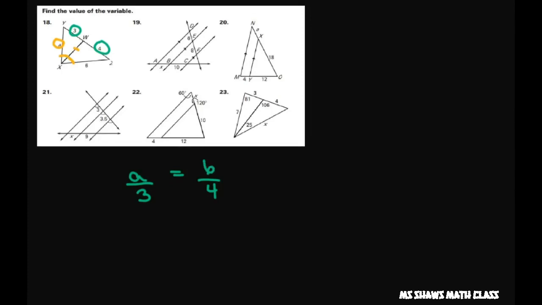So you cross multiply and you're going to get A equals 18 divided by 4. If you simplify that, that's going to be 4 and 2/4, which is 1/2. So you can put 4.5.